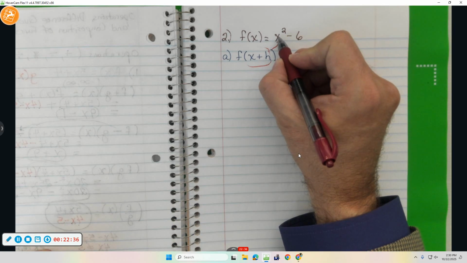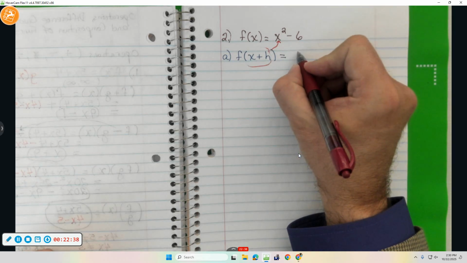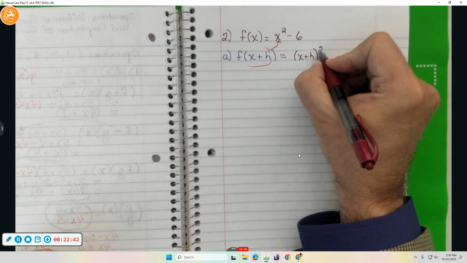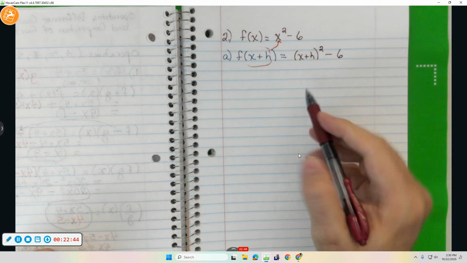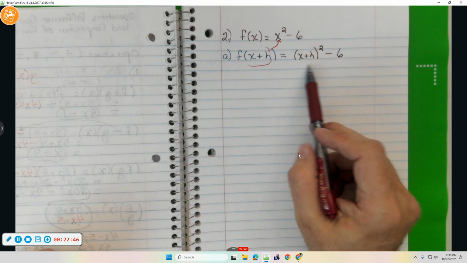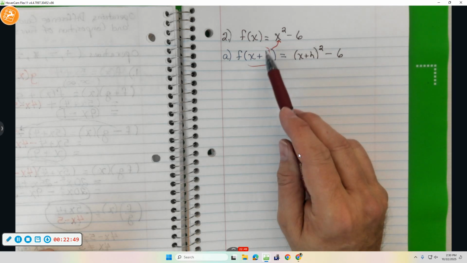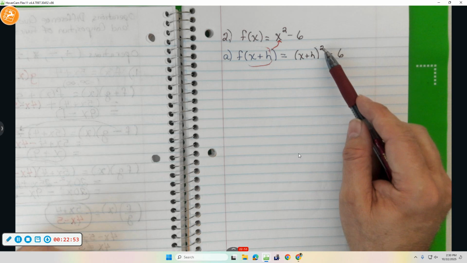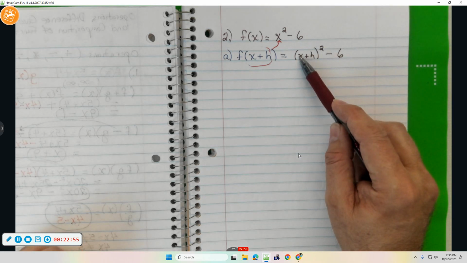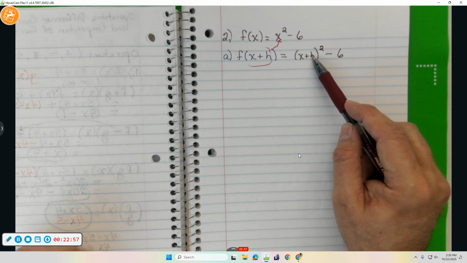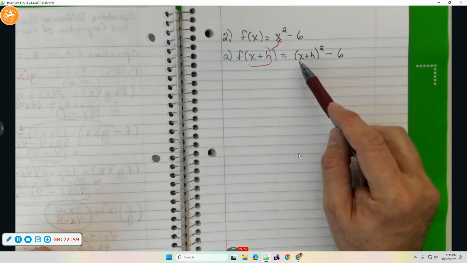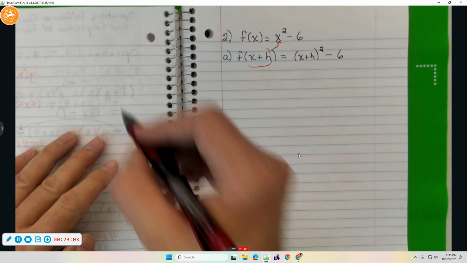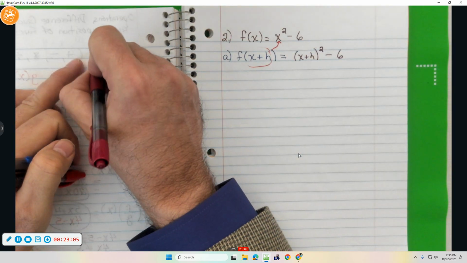When I replace this x with x plus h, I'm going to put that in parentheses because you're squaring that whole thing. I'm replacing the x with what's in the parentheses. Now to square this, you don't just square the x and square the h. How do I square 2 terms, a sum or difference? I remember doing that the very beginning of the semester.